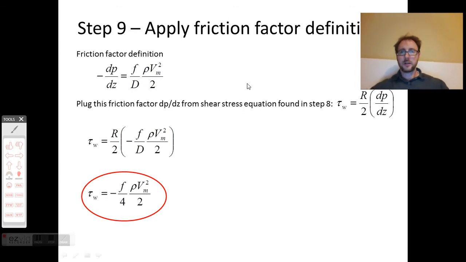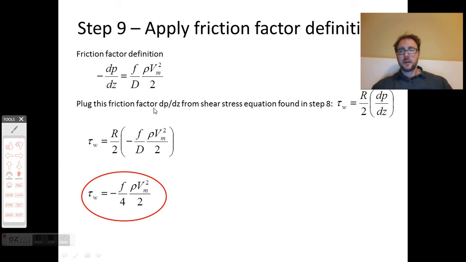Then we can apply the definition of the friction factor. So the friction factor definition is related to the pressure gradient, and in our case here the pressure gradient has to do with the mean velocity squared over 2 times the density. So the higher the density, the greater the pressure gradient. And then we have the friction factor over the diameter. So the diameter is inversely proportional to pressure gradient, friction factor directly proportional to gradient, density proportional to pressure gradient, and that pressure gradient proportional to the velocity squared.